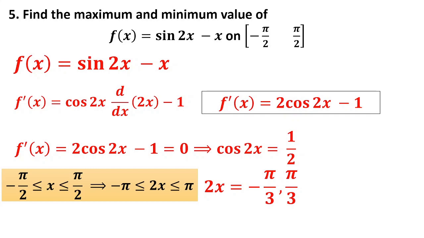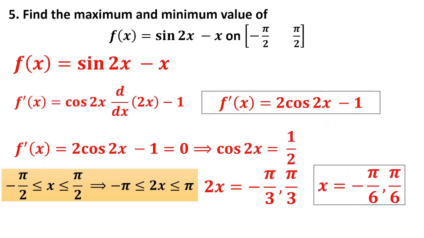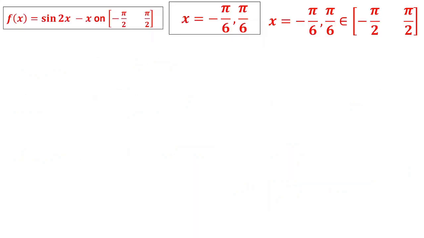You have to check those values for 2x lying between minus pi to pi. These values are minus pi by 3 and pi by 3. For these values, which are only for 2x, you have to get the value for x. Be careful, it is minus pi by 6 and pi by 6. And minus pi by 6 and pi by 6 lie in the given interval.